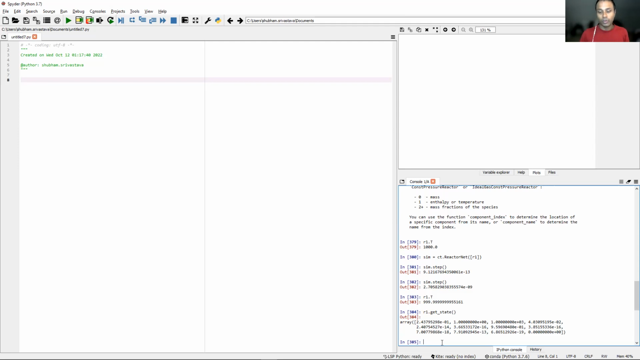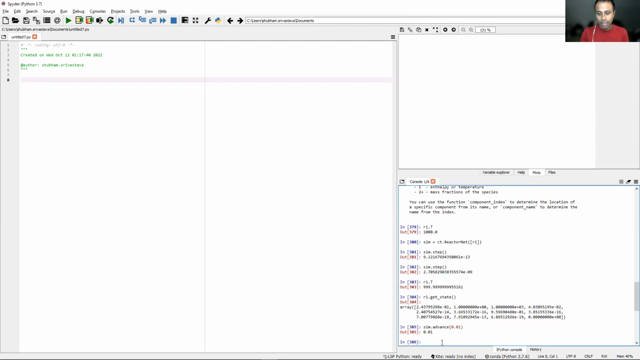There's another way, which instead of taking these smaller steps, takes you straight to the intended time. So there, I can just say sim dot advance 0.01, for example. Now, instead of taking one small time step of 2.7 times 10 to the power minus 9 seconds, Cantera has internally taken multiple time steps and integrated the entire system to 0.01 seconds.